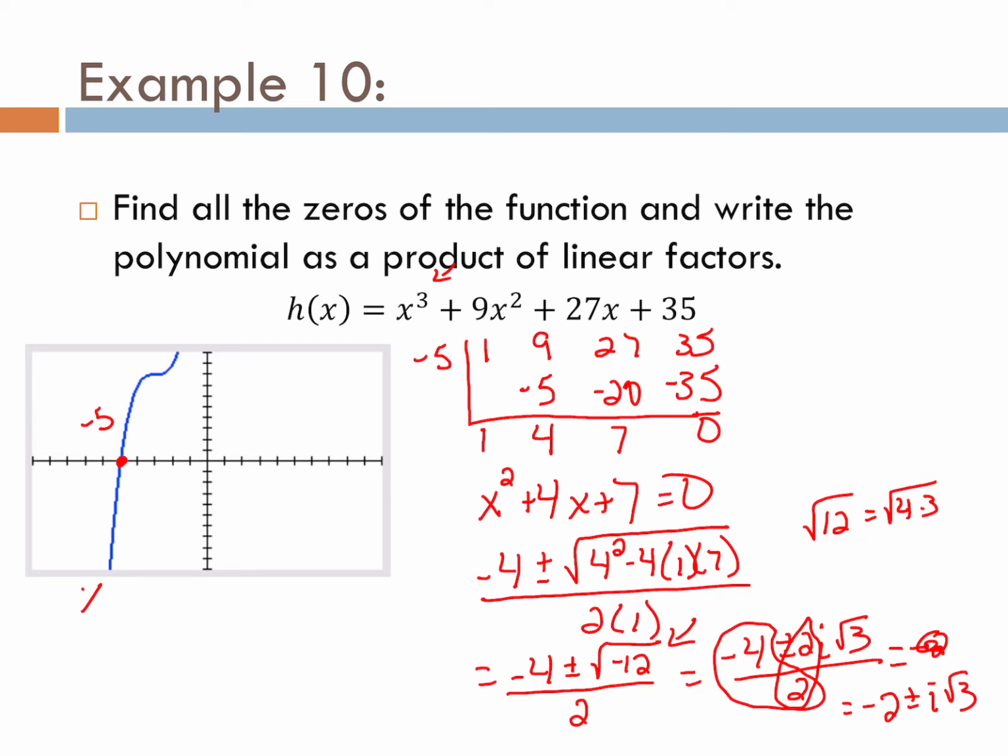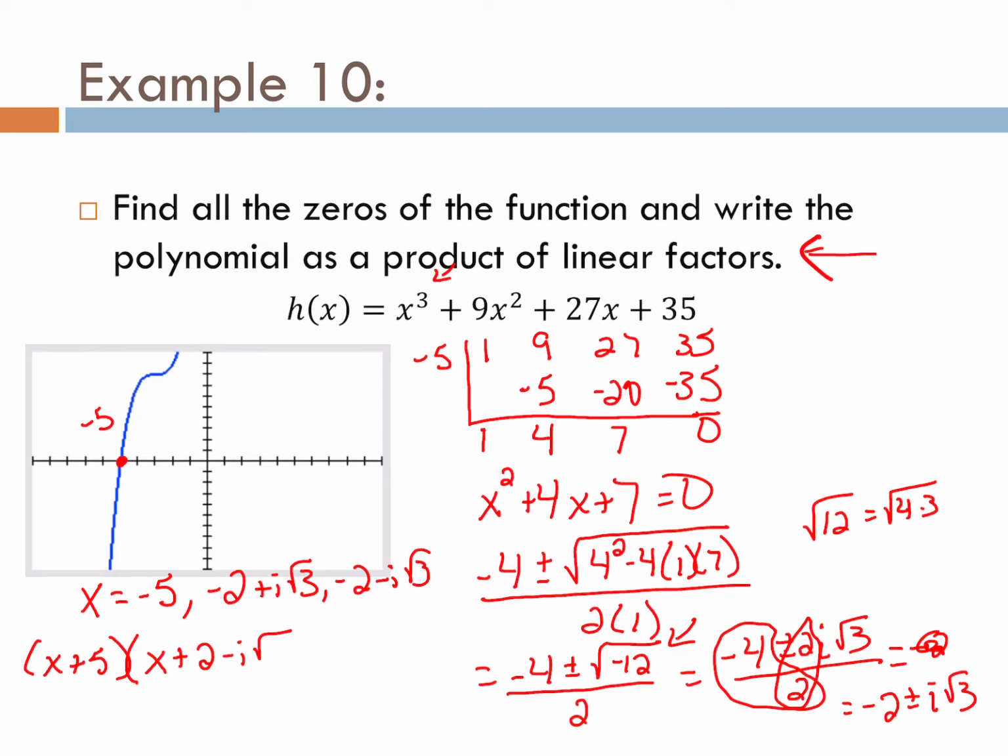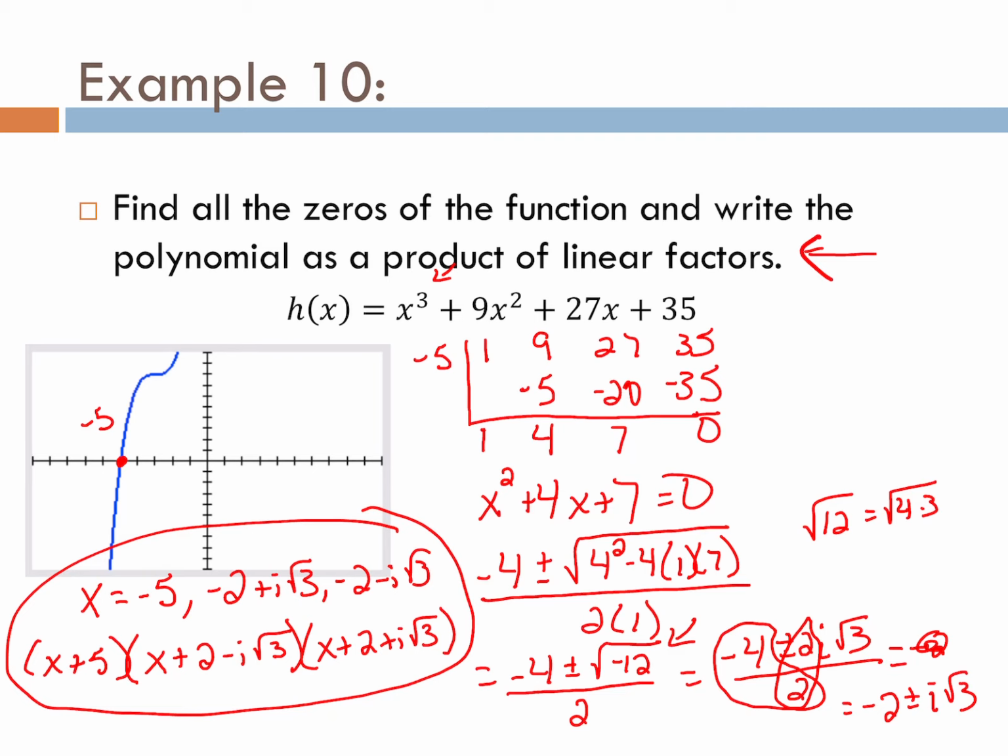So now my zeros over here are x equals -5, -2 plus i rad 3, and -2 minus i rad 3. And then if I want them as a product of linear factors like it asks up here, this would be x plus 5. And then it would be x, change your signs, remember, so +2 minus i radical 3, and x plus 2 plus i radical 3 for our answers.